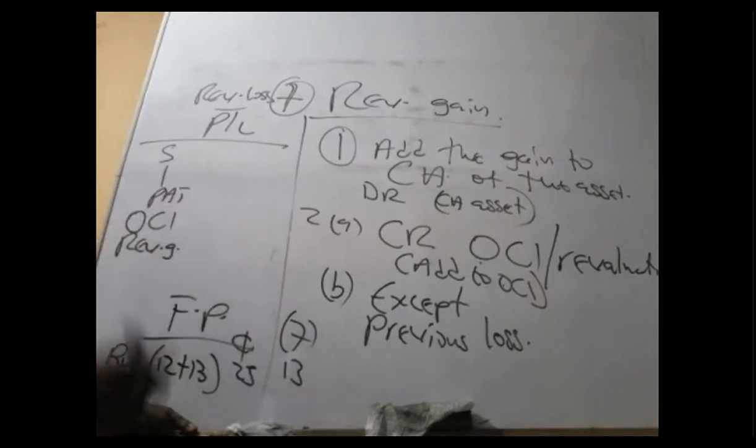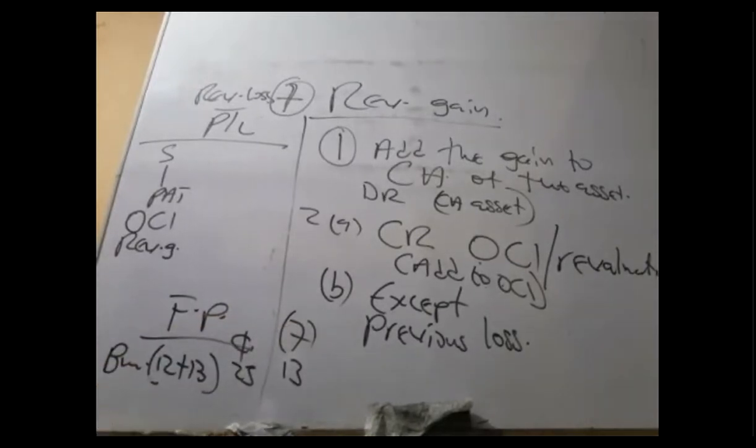And this 7 is sitting there in the P&L. So the revaluation loss is sitting nicely in the P&L. So you go to the P&L and cancel it.